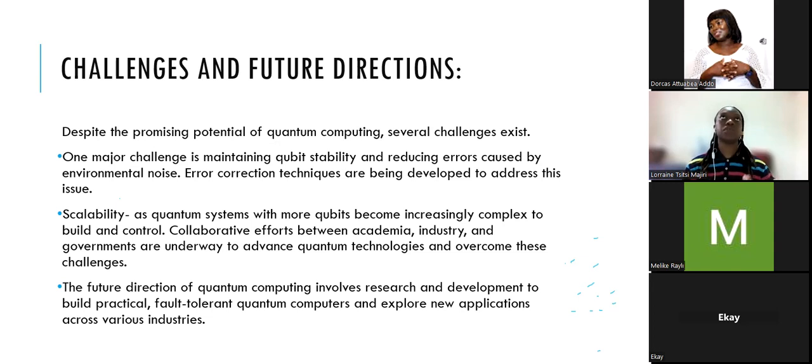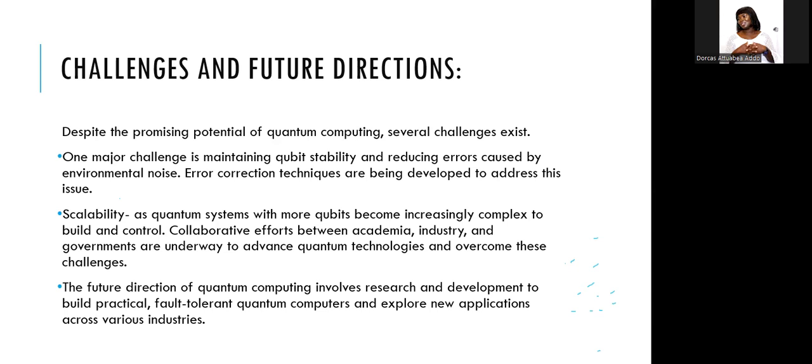These are also things to think about when you are coming up with a solution, because you want to look at all sides. If you come up with a solution, you should look at, okay, if there is noise, how can I help with this? Of course, there's error correction, there's error mitigation. So this helps with the noise. It means it is not something impossible to overcome. And so I think the future direction of quantum computing involves a lot of research and development to build practical fault-tolerant quantum computers and explore new applications across various industries.